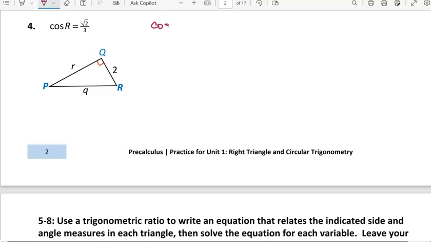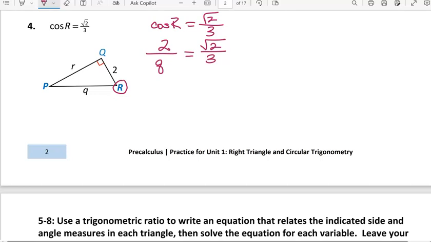Now let's take a look at the next exercise, a very similar setup. So cosine of angle R is equal to the square root of 2 over 3. And we know that cosine is the same thing as the adjacent over the hypotenuse. Let's look at angle R. The adjacent side is 2, and the hypotenuse is Q. So 2 over Q is equal to the square root of 2 over 3.